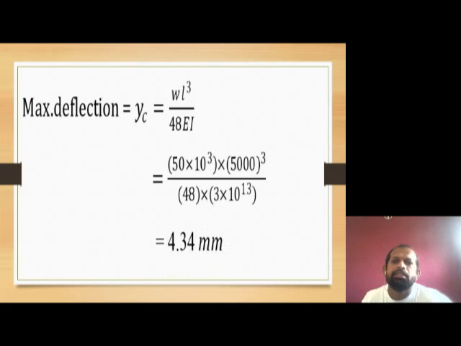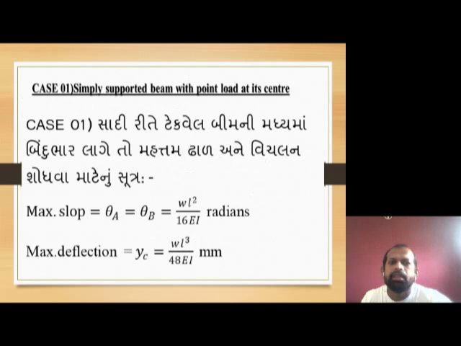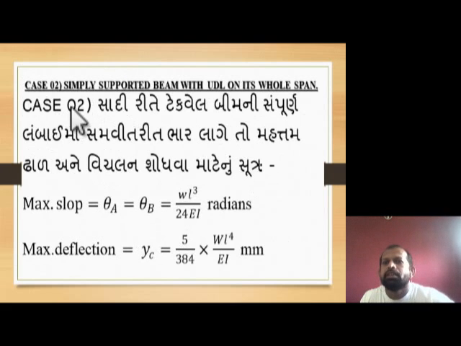millimeter. That is the answer of maximum deflection. So next we will see case number 2, that is a simply supported beam with UDL on its whole span.